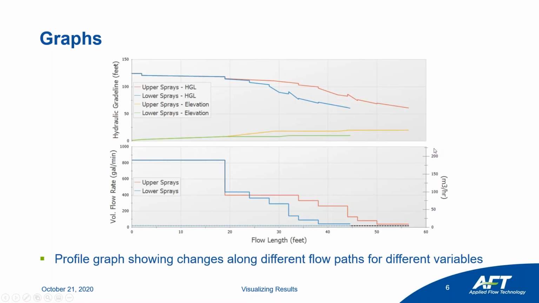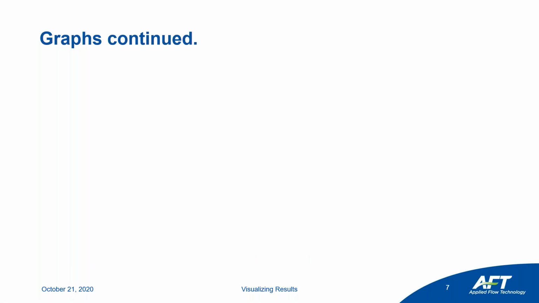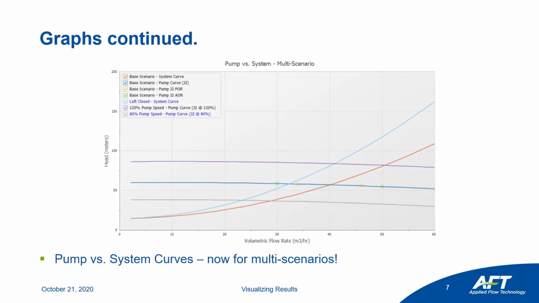So again, we have our profile graphs. Our second type of graph is our pump system curves. So now we can look at them for multi-scenario graphs.